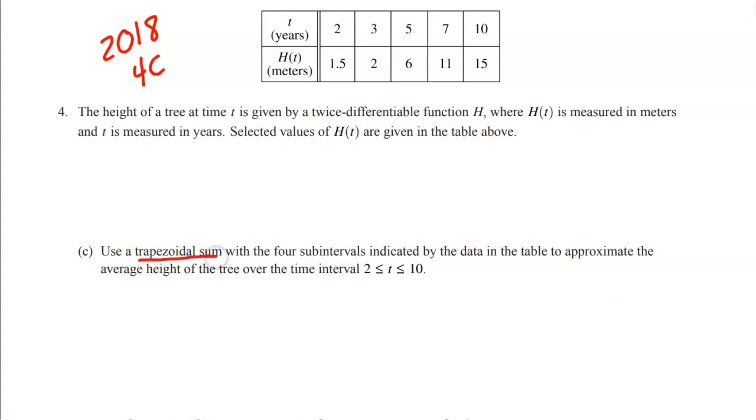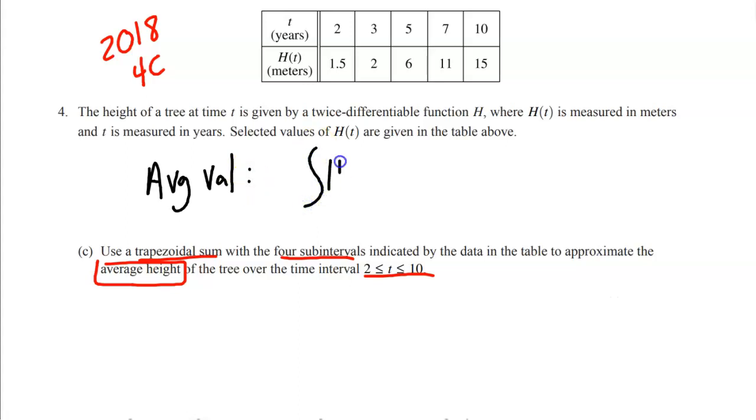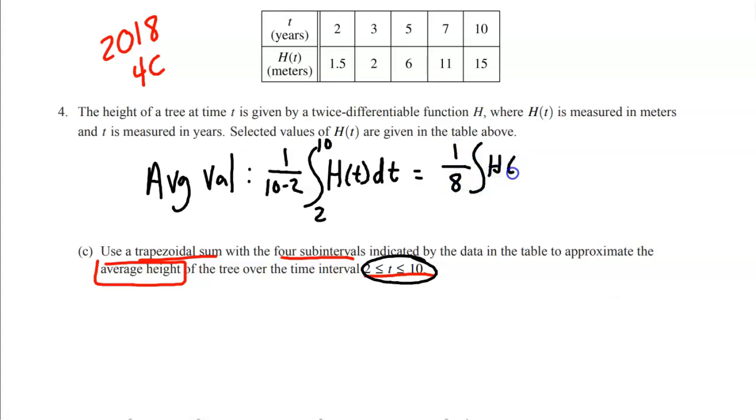They're asking us to do a trapezoidal sum with 4 subintervals from 2 to 10, but the big part of this question is finding the average height. Now, we recently learned about how to find the average value. The average value of something, in this case height, can be found by integrating that height on the interval that they're interested in, and then multiplying that by 1 over the difference between the upper limit and the lower limit. Okay, so in other words, we want to find 1 over 8 integral h of t. Now, the way that we're going to find the value of this integral is with a trapezoid sum.